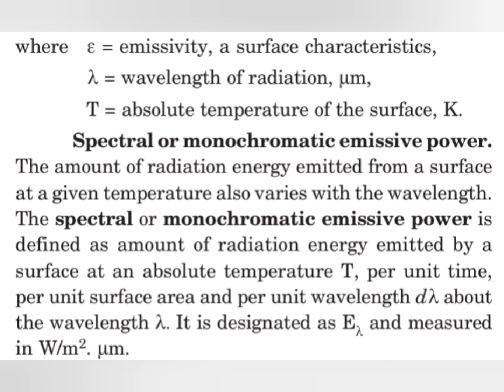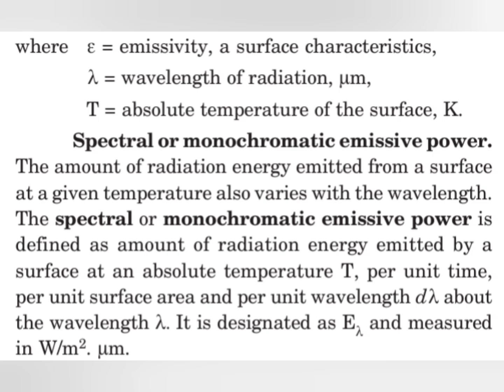So the amount of radiation energy emitted from a surface at a given temperature also varies with the wavelength, right? We already explained the emissive power, which occurs at a wide range of wavelengths, but we'll be talking about a specific wavelength. The amount of radiation energy emitted from a surface at a given temperature could vary based on different wavelengths.